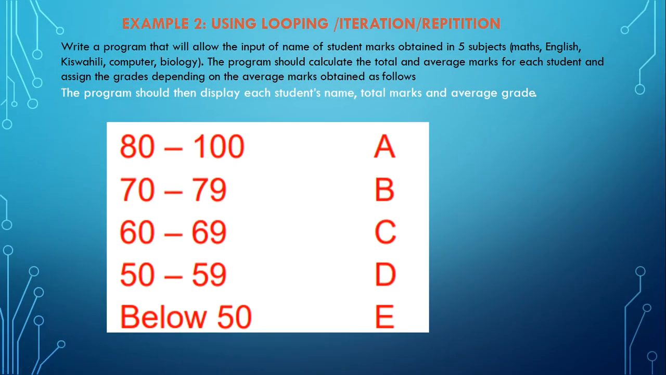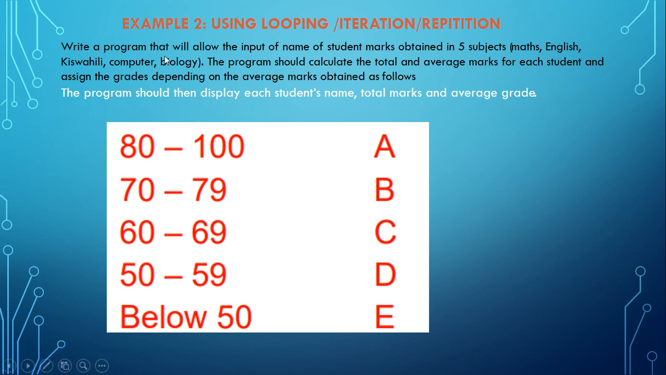We also go and check on looping, iteration, or repetition. Now, assume you have various students of various classes and the grading system is as given: 80 to 100 A, 70 to 79 B, etc. up to below 50 E. Now, you want to calculate the average marks of these students. There are several students with several subjects.